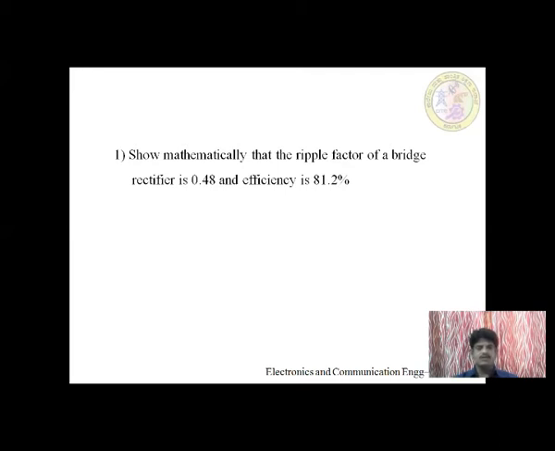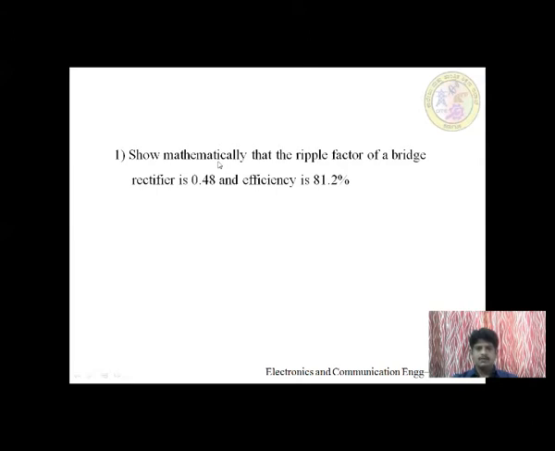So first one, let's go through the question. It is given as: show mathematically that the ripple factor of a bridge rectifier is 0.48 and efficiency is 81.2%. So it is asking about the ripple factor of the bridge rectifier, and you want to prove mathematically that the ripple factor of a bridge rectifier is 0.48 and efficiency is 81.2%. Just think for a second. Think what equations we must use and how we have to proceed.